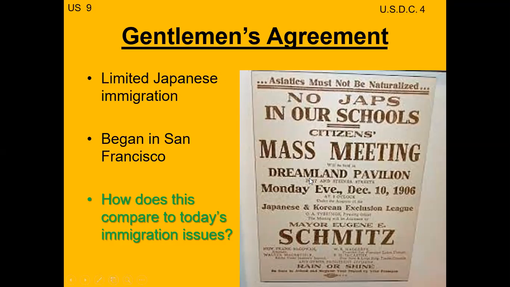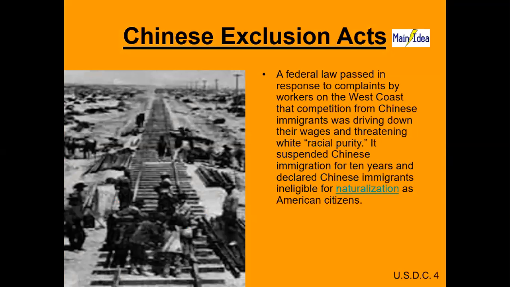It wasn't just with Japanese, but we also had the Chinese Exclusion Acts. Please understand that a lot of Chinese immigrants came to America to work on the railroads in the late 1800s. But after the railroads were basically finished, they were still there, and it drove down wages for other types of jobs. And that's why the Chinese Exclusion Acts, you need to know this, was passed. It was a federal law passed in response to complaints by workers on the West Coast that competition from Chinese immigrants was driving down their wages, their pay, and was threatening white racial purity.